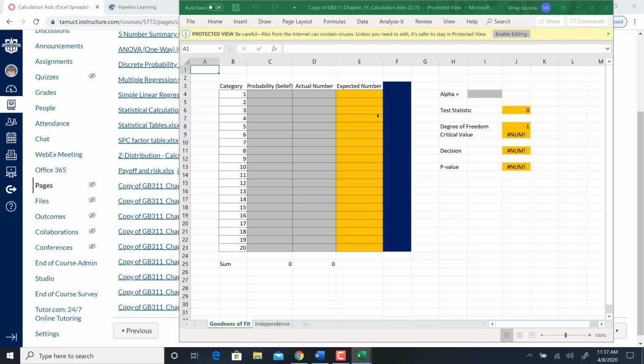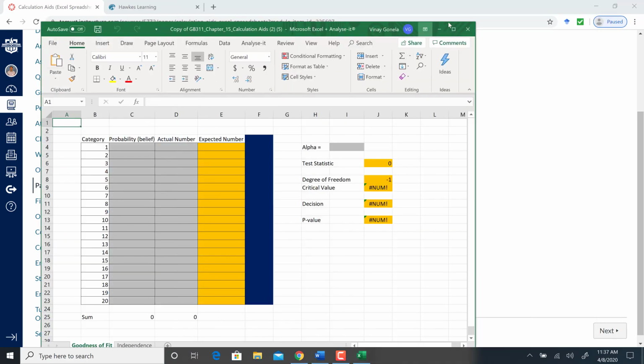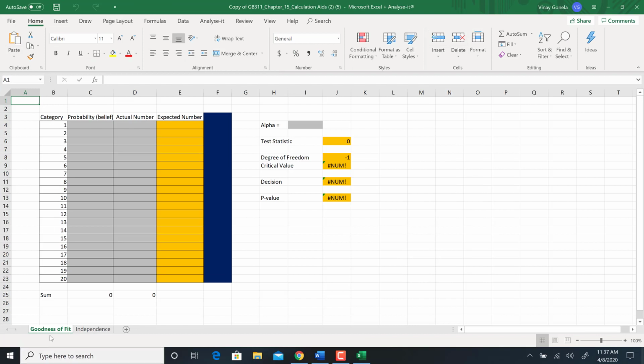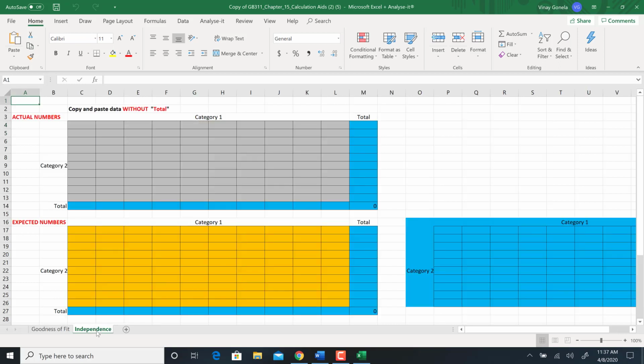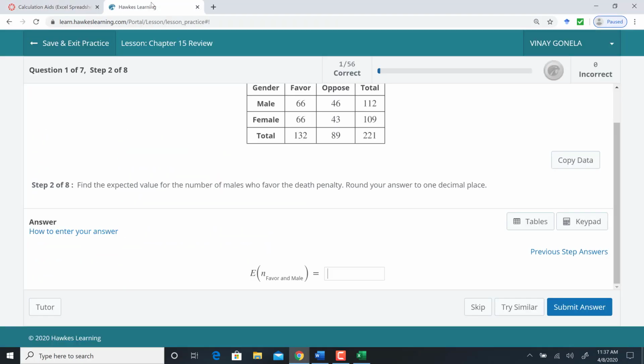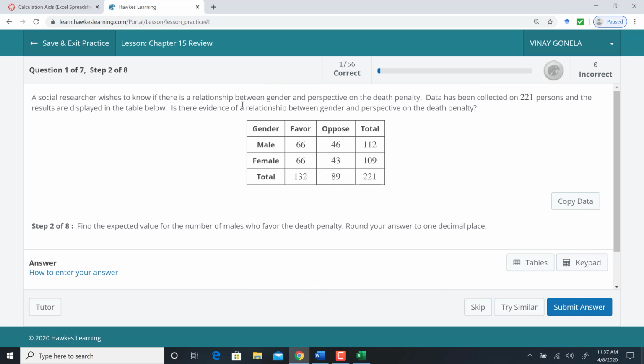So now which sheet to use? Usually you have two worksheets. One is goodness of fit and the other is independence. For goodness of fit, you will be given probabilities, but in this case independence is what we are looking at, because our hypothesis was, are they dependent or independent of one another? That is what we are trying to determine. Is there evidence that there is a relationship between gender and perspective on the death penalty? So what we are saying is, are they dependent on one another? That is what we are trying to evaluate.